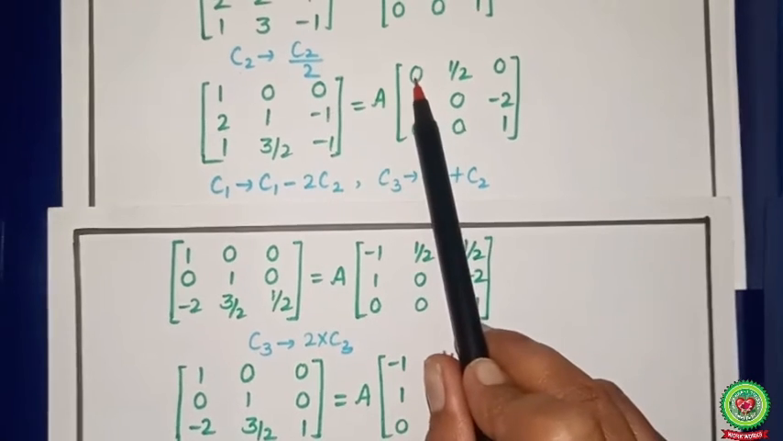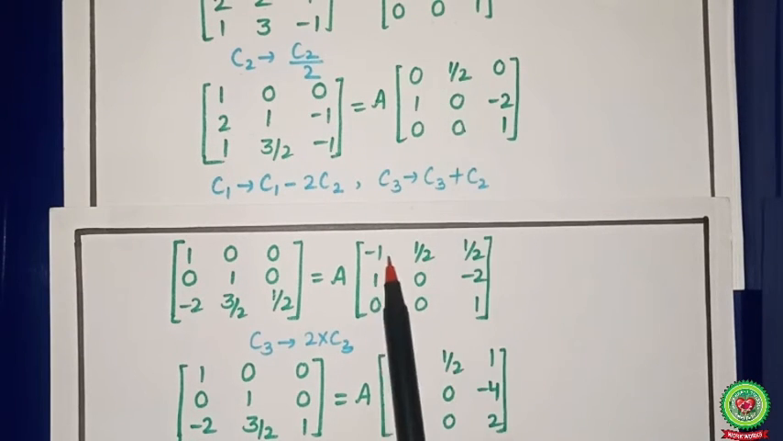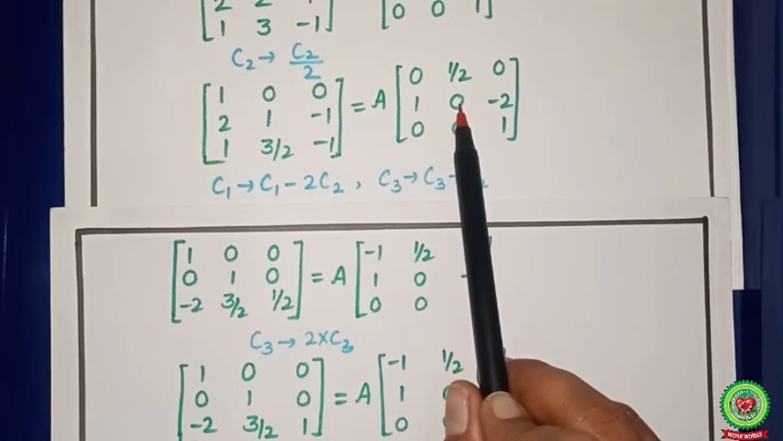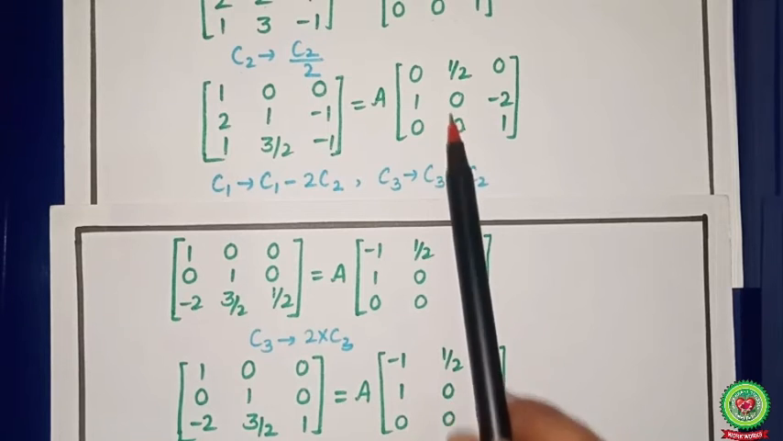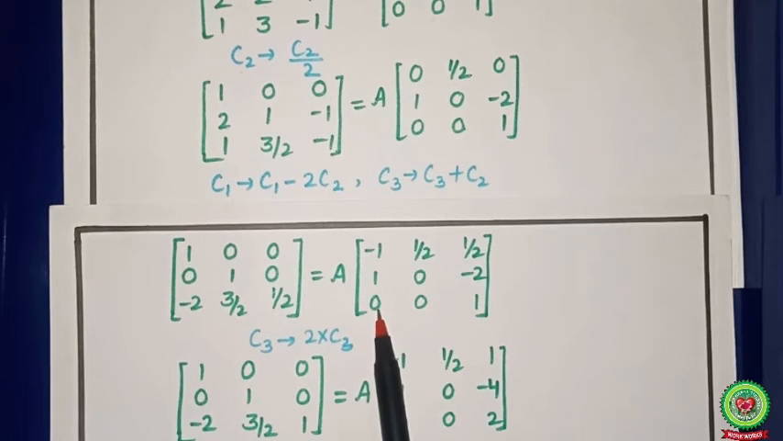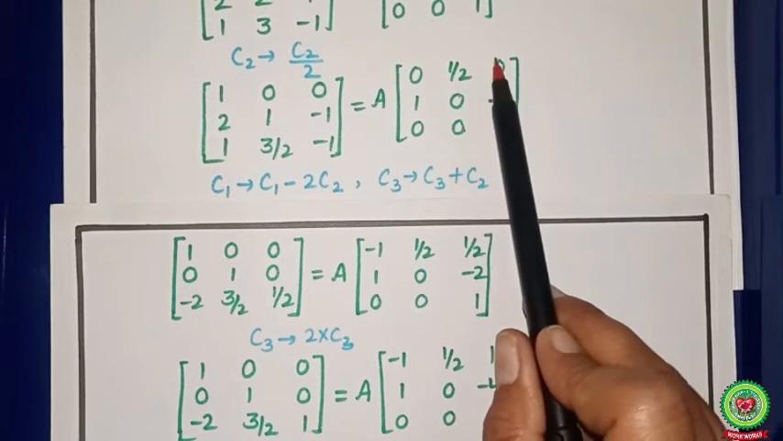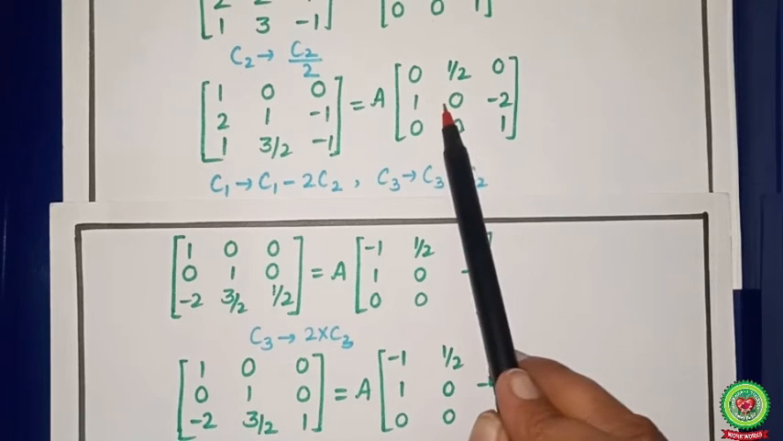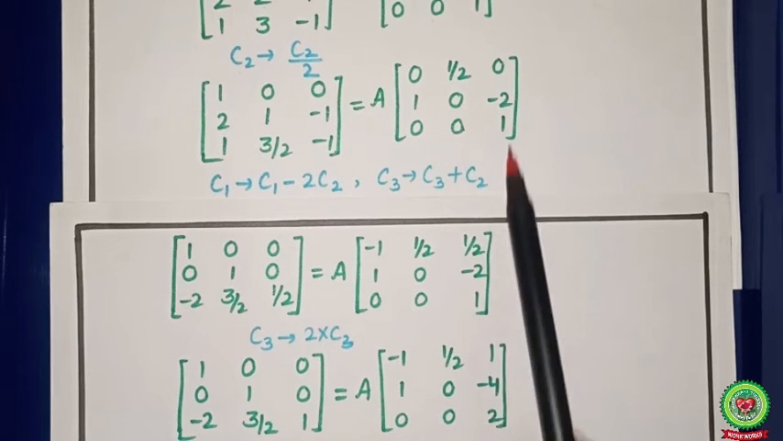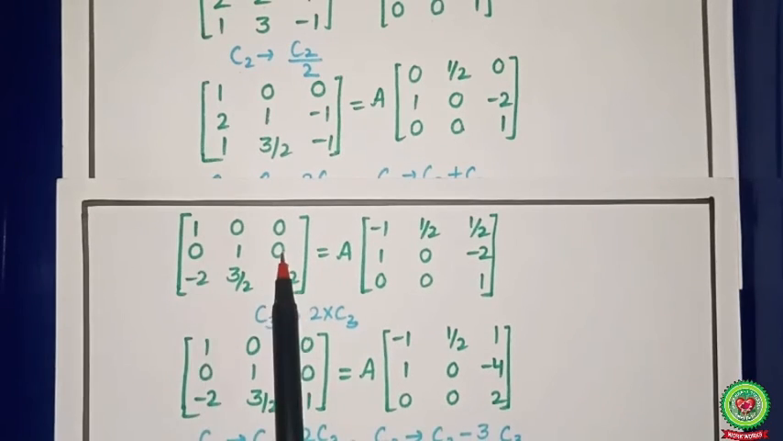So first is column 1 minus 2 times column 2. So answer is minus 1. 1 minus 2 times 0, answer will be 1. 0 minus 2 times 0, so answer will be 0. Now third column operation, we have to add it. So 0 plus 1 by 2, answer is 1 by 2. Minus 2 plus 0, minus 2. 1 minus 0, so answer is 1. Now we get the second row also.